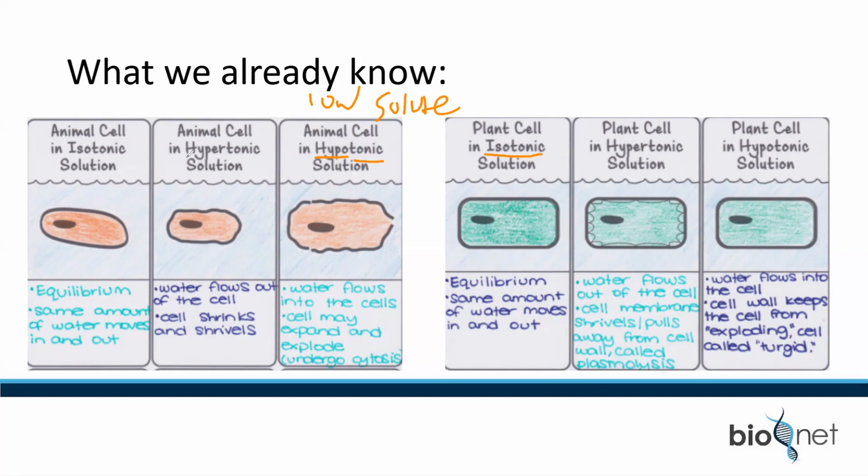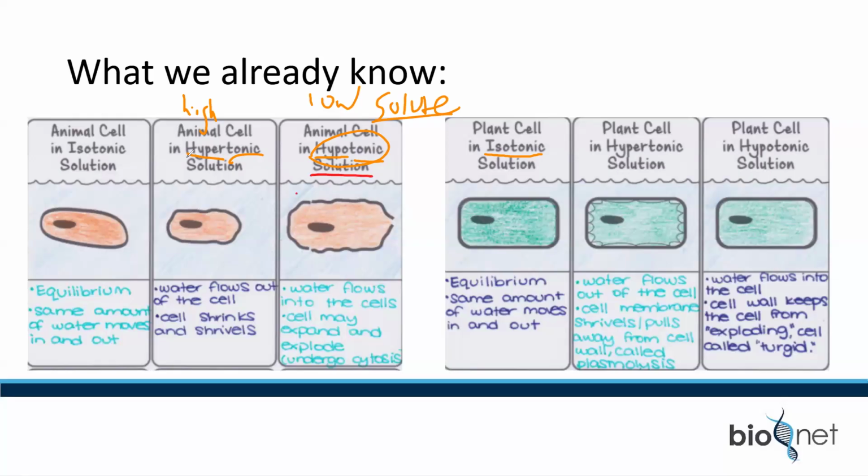We also have hypertonic. So hyper means high. Think about someone who is hyper, right? They have lots of energy, or high energy. And then tonic, again, is talking about solute. Okay, so let's talk about hypotonic. I'm going to use a different color here. We'll use red. So this is a hypotonic solution.